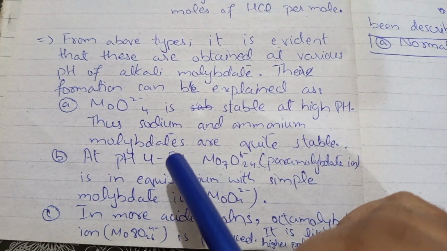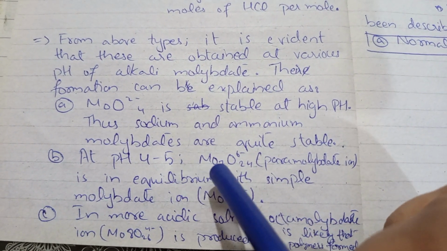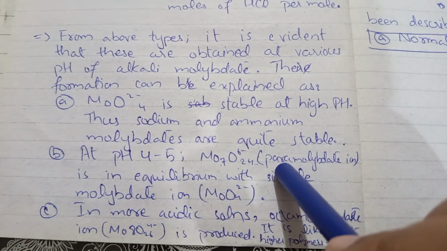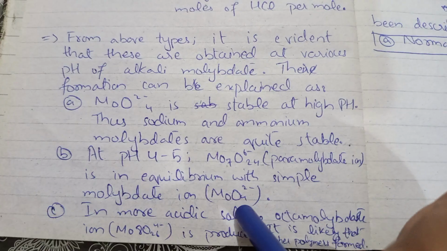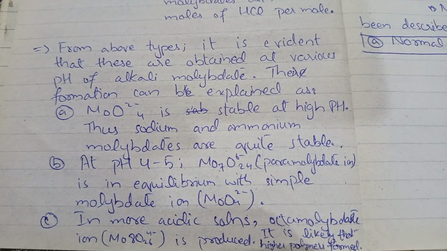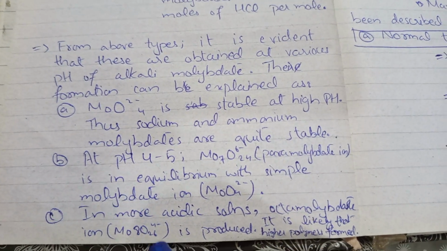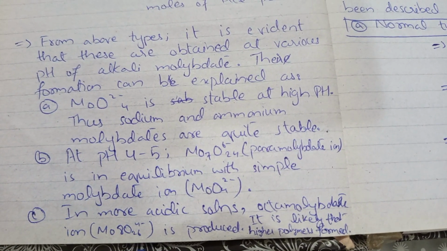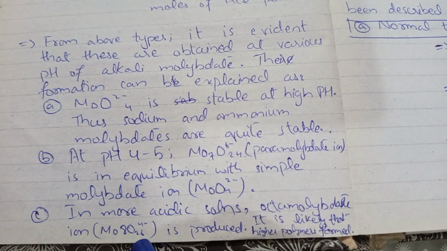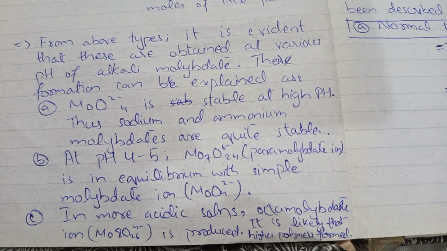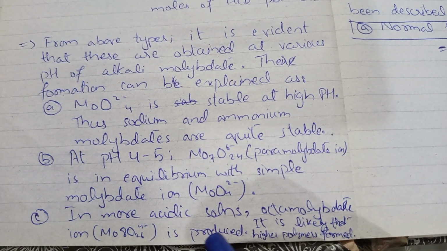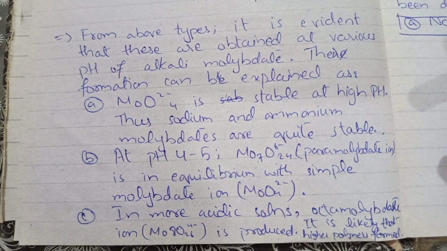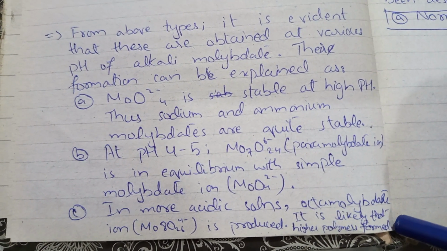At pH between 4 and 5, Mo7O24 6 minus paramolybdate is in equilibrium with the simple molybdate ion MoO4 2 minus. And in more acidic solutions, the octamolybdate ion like Mo8O26 4 minus is produced. So it is likely that higher polymers are formed.